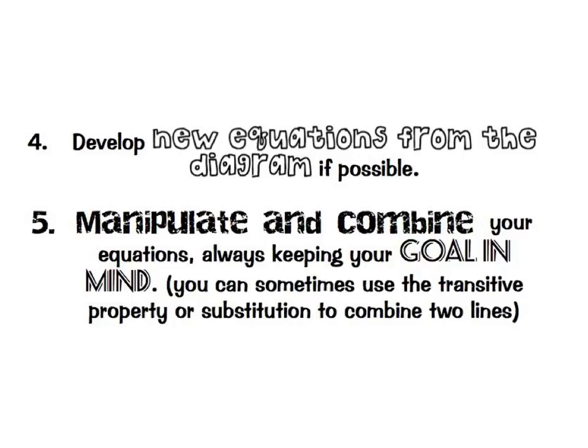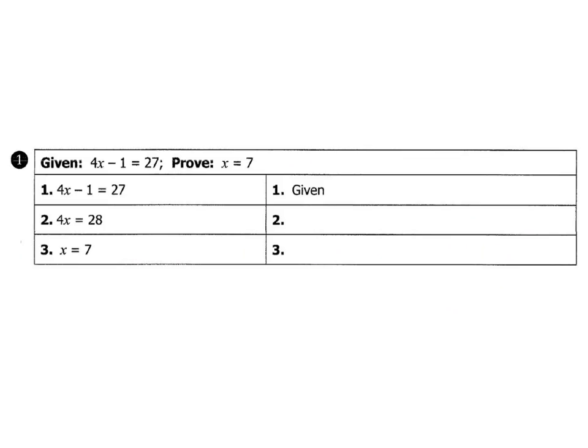All right, now we're going to move on and see a 2-column proof in action so you can get an idea of what I've been talking about for the last couple minutes. All right, so we've got our first example. We're going to be using the properties of equality to help us fill in this 2-column proof.